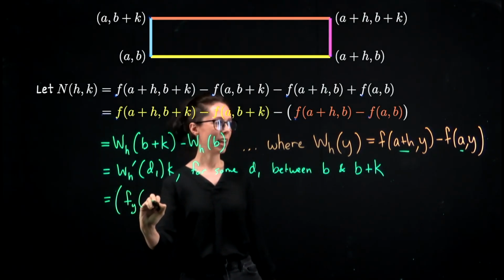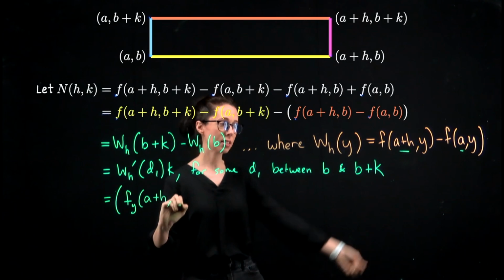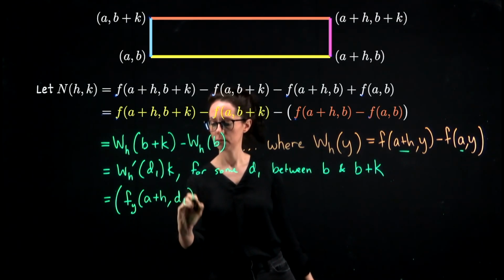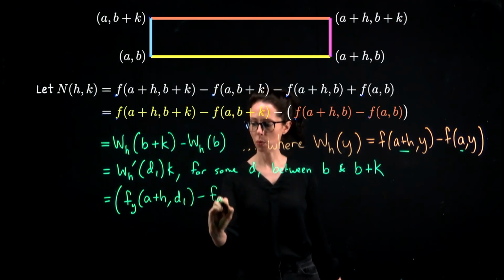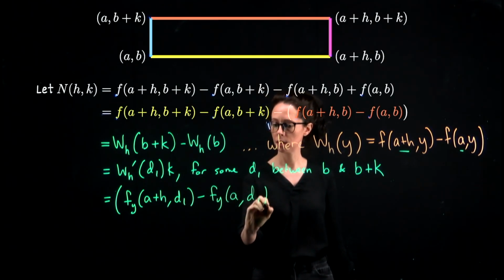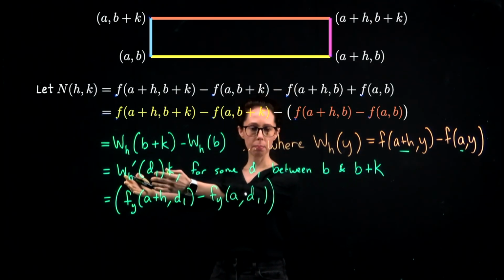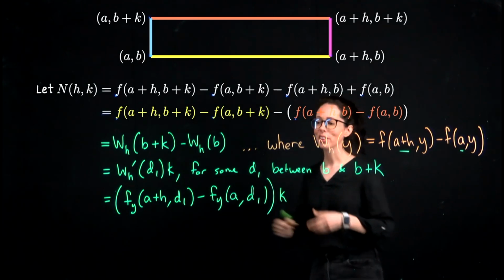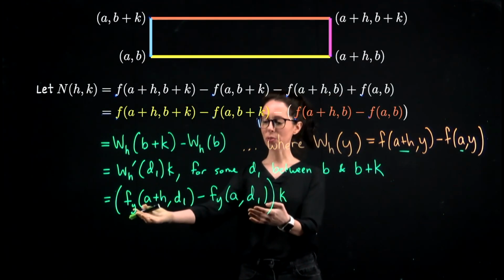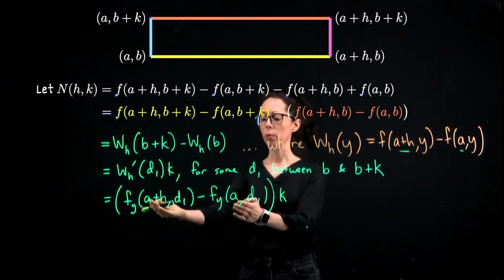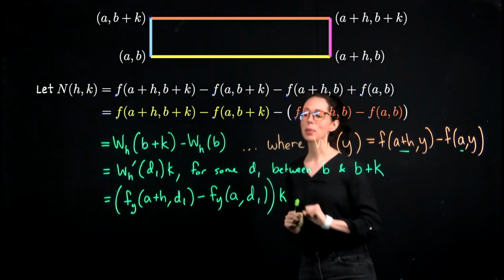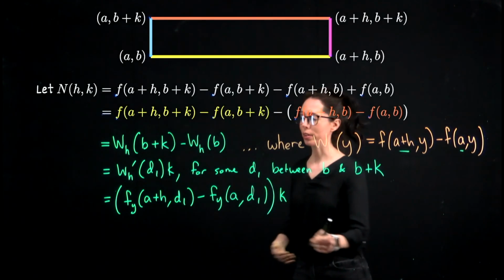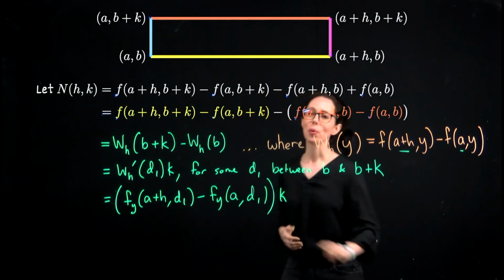Df dy at a plus h, that is fixed, but w prime at y means that this needs to be d1, minus df dy at a comma d1. So this is the same thing as w prime at d1 times k. Okay, now looking at this, we have two function outputs. The function in question is df dy, which differ with respect to just the x-coordinate. Take a moment to pause and see if you can pass from this to another layer of differentiation. So we want to replace this difference in outputs for f sub y with some sort of rate of change.